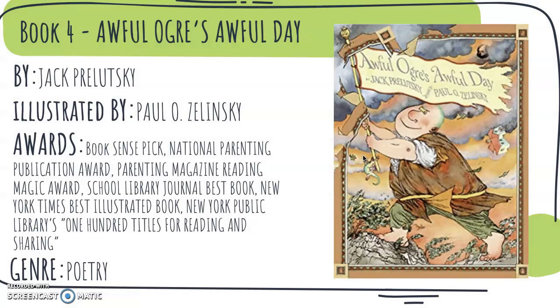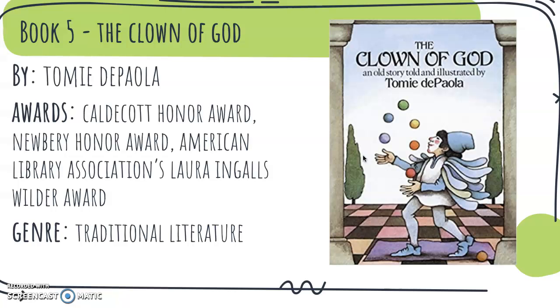Book number 4 is Awful Ogre's Awful Day by Jack Prelutsky, illustrated by Paul O. Zelinsky. It won the Book Sense Pick National Parenting Publication Award, Parenting Magazine Reading Magic Award, School Library Journal Best Book, New York Times Best Illustrated Book, New York Public Library's 100 Titles for Reading and Sharing, and its genre is poetry. For book number 5, I chose The Clown of God by Tomie dePaola, and this won the Caldecott Honor Award, Newbery Honor Award, American Library Association's Laura Ingalls Wilder Award, and its genre is traditional literature.